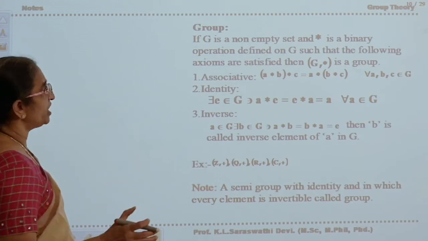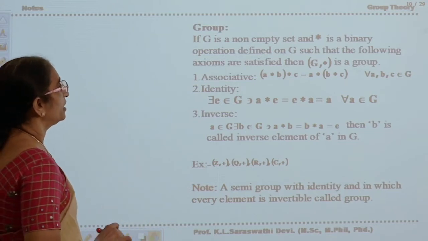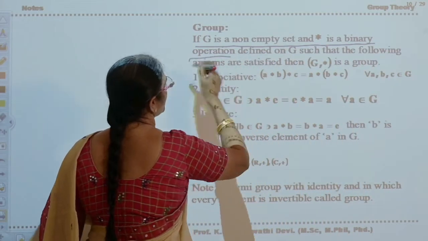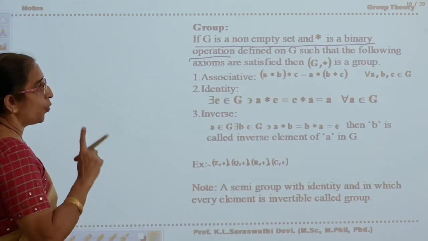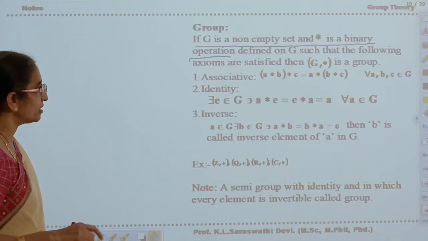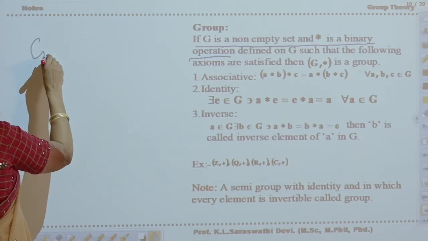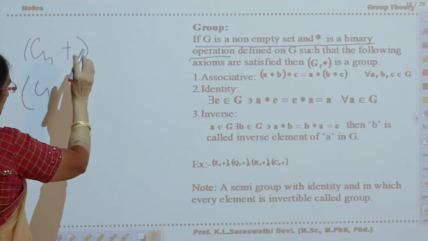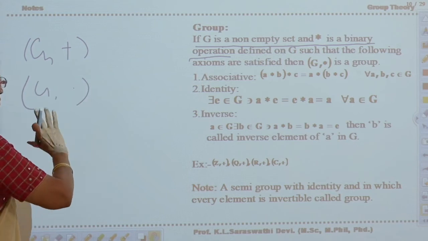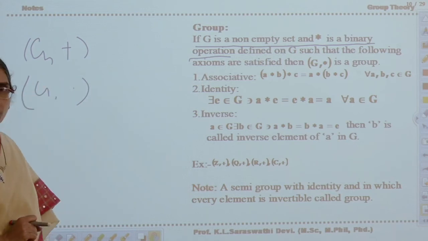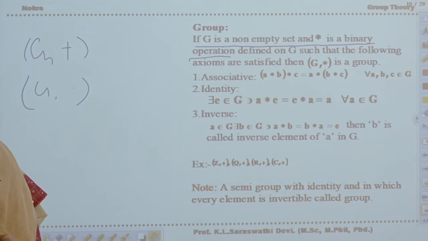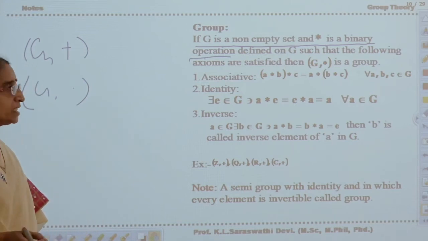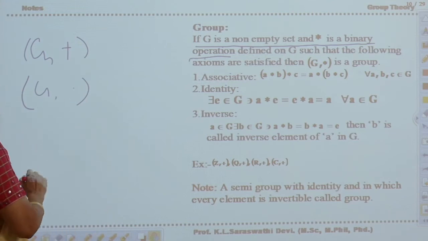Now traditionally we will define group as: G is a non-empty set and star is a binary operator. See here, what is a star? Star means, till now I told you (G, plus) is a group, (G, dot) is a group. (G, plus) is an algebraic structure, (G, dot) is an algebraic structure, and with minus you can take (G, division). These are the fundamental operators.